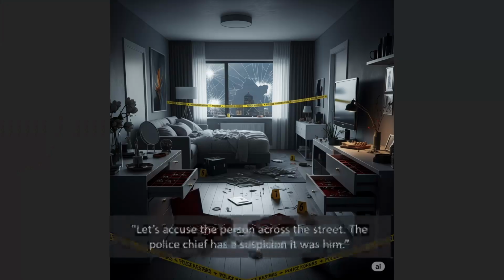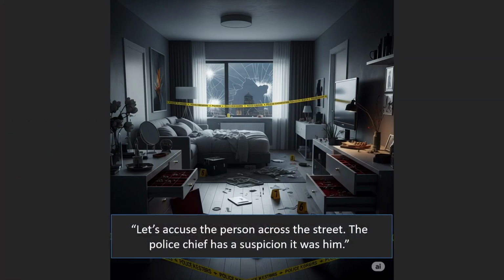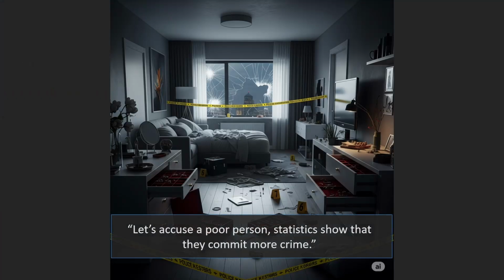It's irrelevant. Let's accuse the person across the street. The police chief has a suspicion it was him. Again, it doesn't matter what someone in authority or the police chief says. The reason and evidence is what matters. Let's accuse a poor person. Statistics show that they commit more crime. So you can't apply statistics about society, if they're true or not, to an individual case about a crime. Just because maybe poor people commit more crime, you can debate if that's true or not, it doesn't mean that in this situation, the poor person stole it. You have to prove that.